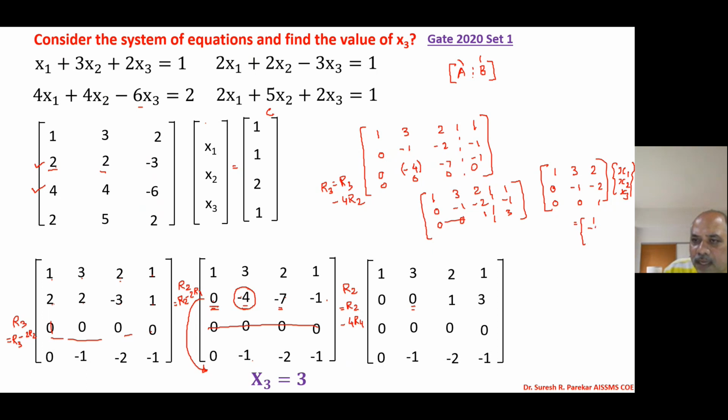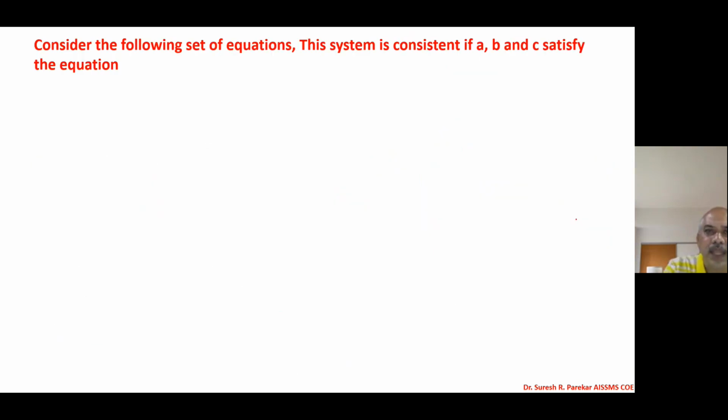and that is equal to 1, minus 1, 3. And from this we will get 0x1, 0x2, x3 equal to 3. And we have this value of x3 that is equal to 3.